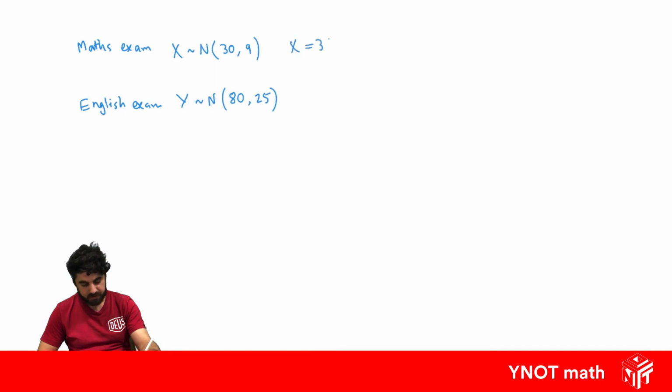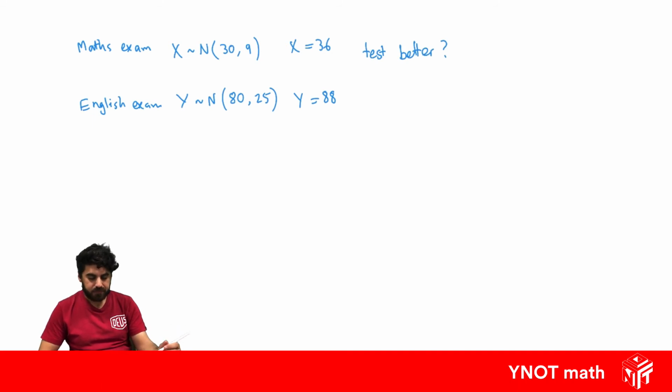In the maths exam, let's say we got a score equal to 36, and in the English exam, a score of 88. And we want to know which test did we do better in? Here we can use the standard normal distribution to figure out which test we did better in relation to the mean and standard deviation. And we can do this with Z scores.